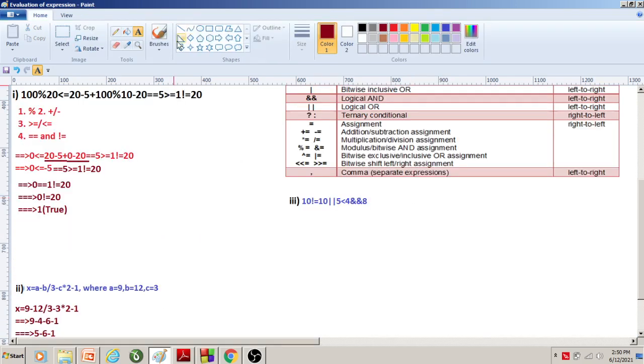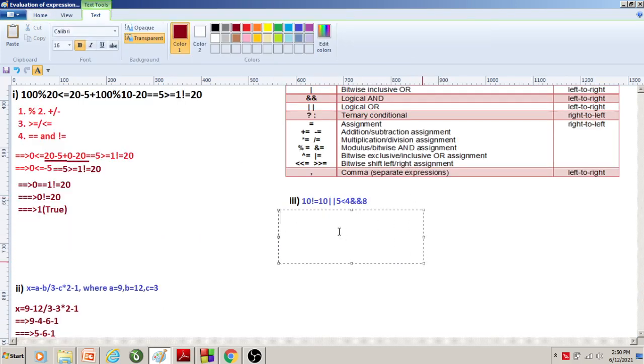So let us evaluate this expression. Here we have the not equal to operator, the or operator, the less than operator, and the logical and operator. In this expression, the less than sign has the highest priority, and the next highest priority is given to the not equal to operator, after that the logical and operator, and finally the logical or operator.